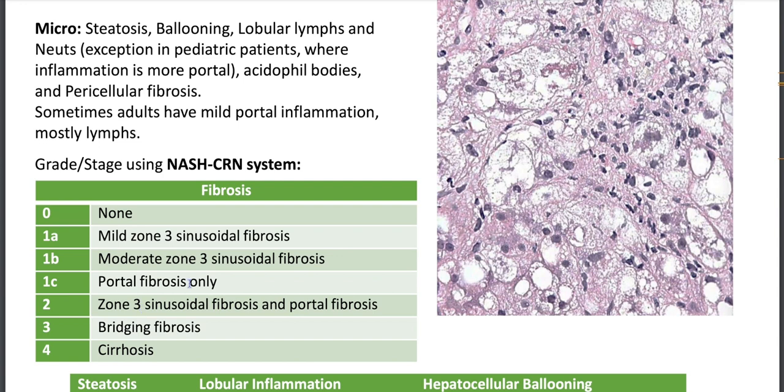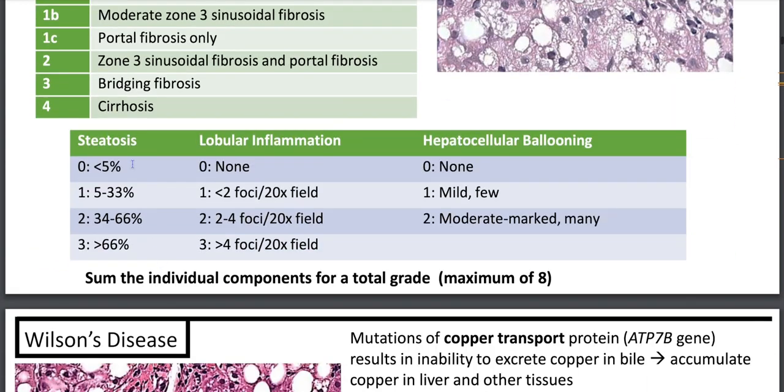1C is portal fibrosis only, 1B is moderate zone 3 sinusoidal fibrosis, 1A is mild zone 3 sinusoidal fibrosis. And then we talked about the steatosis for grading, as well as you want to look at lobular inflammation at 20x and check for how many on average foci you see lymphocytes, and then whether there's hepatocellular ballooning.